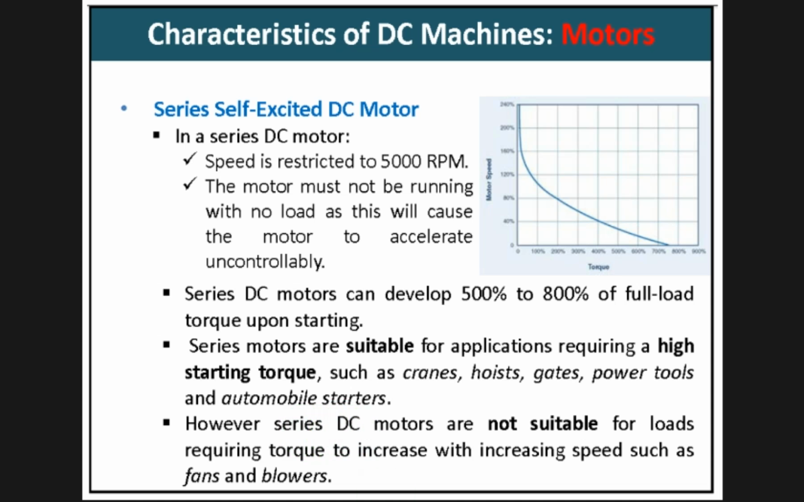However, series DC motors are not suitable for loads requiring torque to increase with increasing speed, such as fans and blowers. There are certain applications where you need higher torques at higher speeds. So for example, if you take a fan, when the speed is high, the torque also must be high because of the wind resistance. So for such applications, we can't use series DC motors.